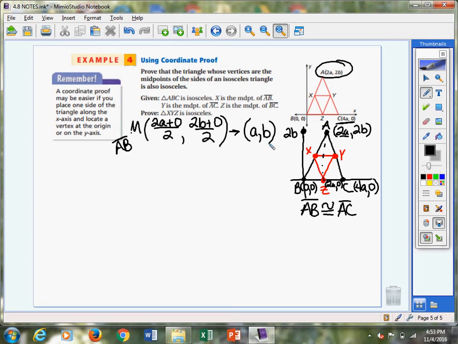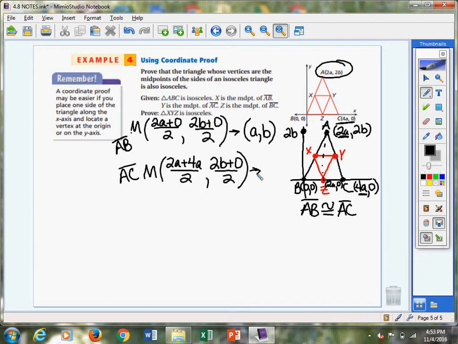Okay, now let's go over to the other segment. Let's do segment AC. And we're going to do the same thing, do the midpoint formula for that one. So now we're going to add our X's together. So that's going to be 2A plus 4A divided by 2. And then we're going to add our Y's, 2B plus 0 divided by 2. And let's see what we end up with.